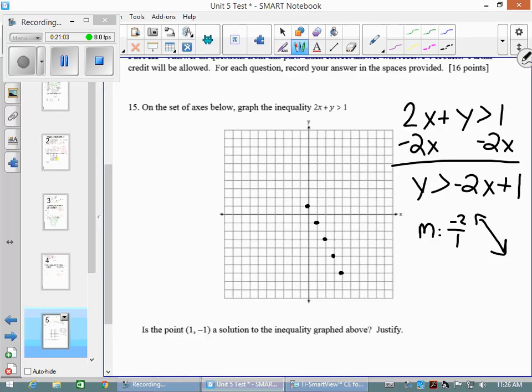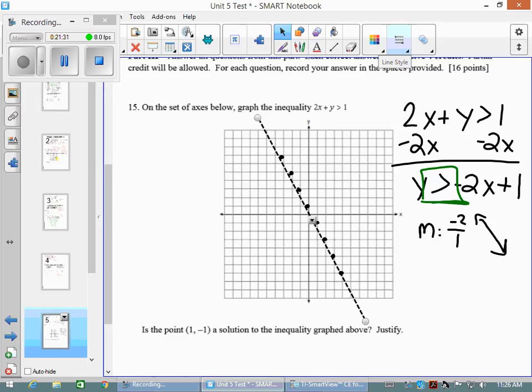Now, in order to draw our line, we need to look that I have a symbol that is just greater than here. So when I graph this, I need to make sure that I am using a dashed line. So if I draw my dashed line on, now the next thing we need to do is figure out our shading.